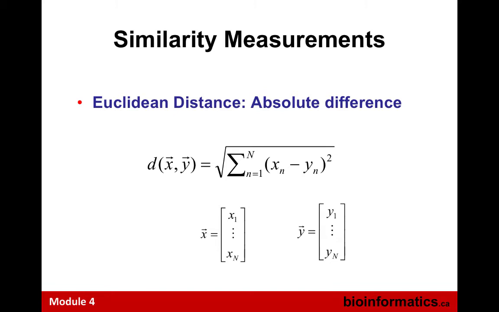So why do we need to care about the similarity measure? Because this parameter is exposed to you in MetaboAnalyst, and you need to make an informed choice. The most commonly used similarity measure is Euclidean distance. This is easy. For each corresponding feature, you take the difference, square it, add it up, and take the root. It's common. It's like your physical distance in space.